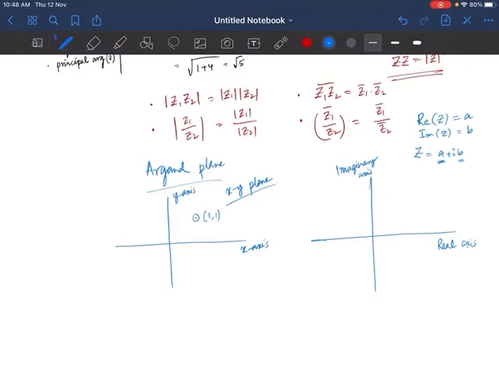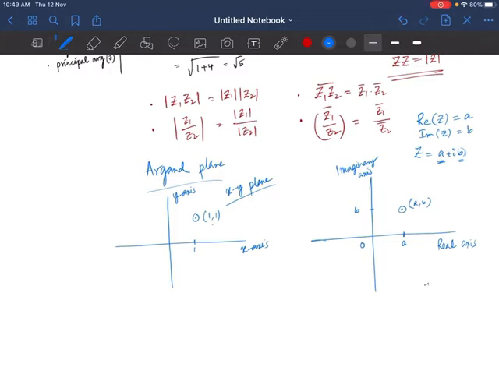When I have to plot a complex number like this, what will I do? The real part is a. This is the origin. In the real axis, I will mark where a is. Suppose my a is 2, so I will mark here, just like when the x value is 1, I mark at 1. Now the imaginary part is b, so here I will mark b. So this is my point a comma b. That's how we can plot complex numbers in the Argand plane.